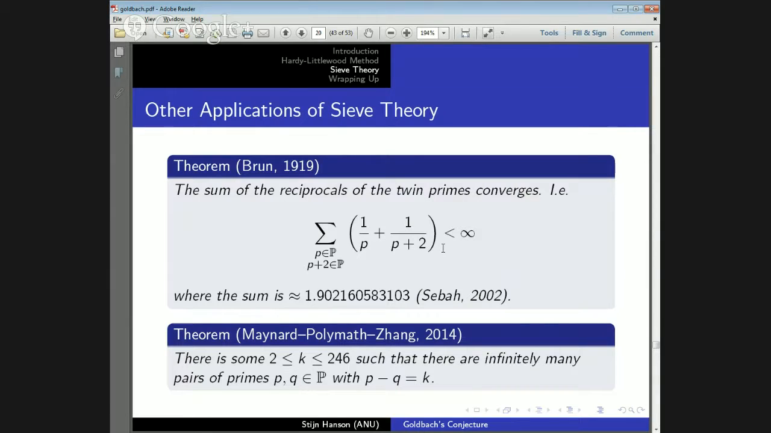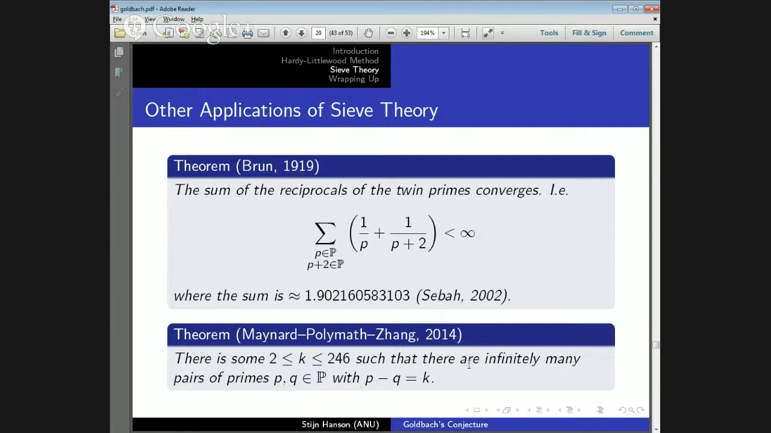Something else that sieve theory has been able to do, using a very different type of sieve than that used in all the other stuff I've shown so far, is the recent work of Yitang Zhang, which has been helped along by James Maynard and the Polymath Project. It says that there is some k between 2 and 246, such that there are infinitely many pairs of primes p and q which differ by precisely k. So again, it's a similar result to the Chen stuff earlier.